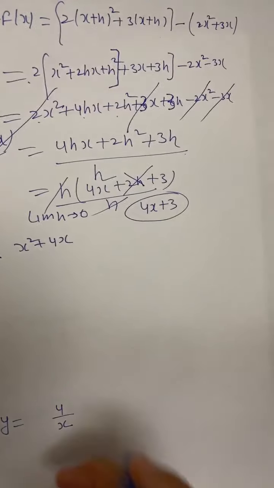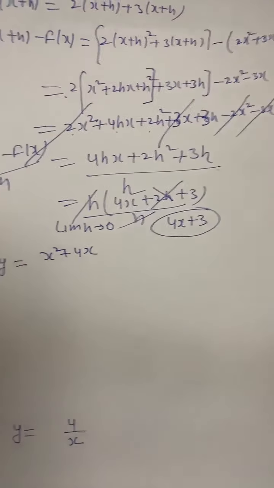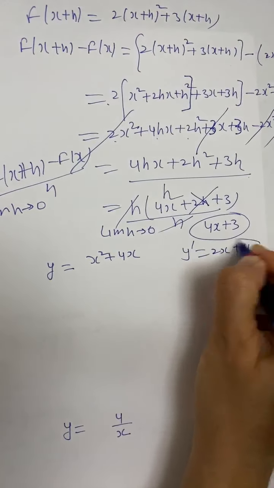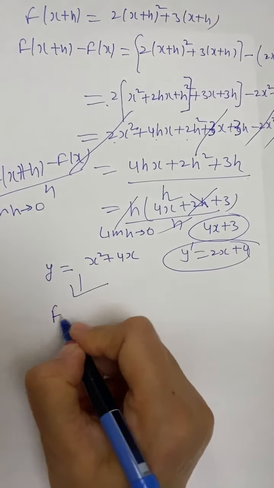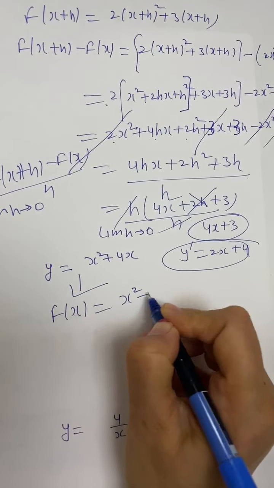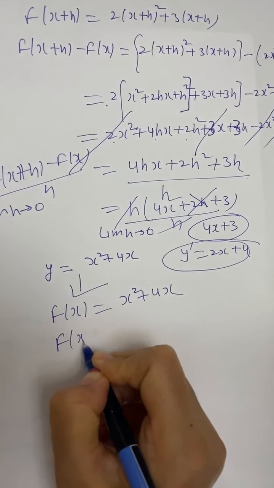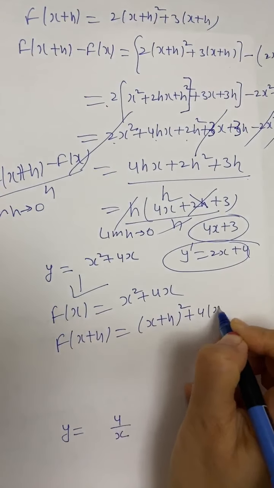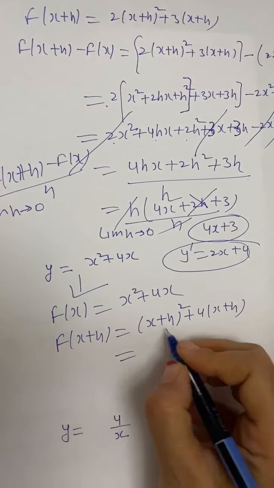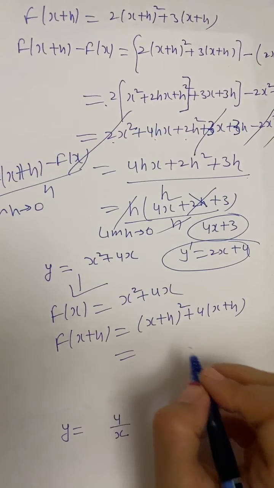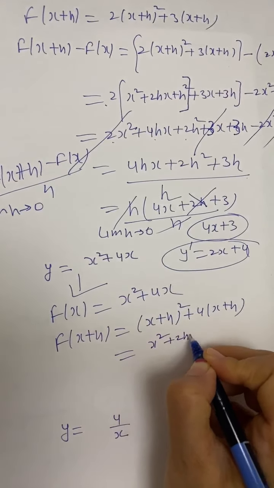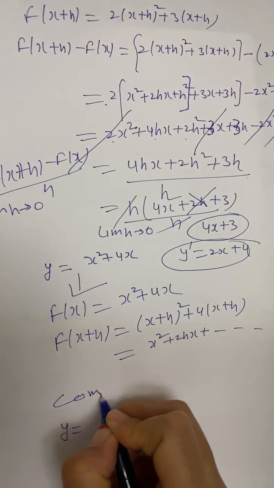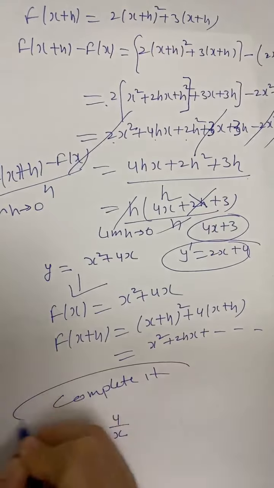So I'm going to do the next one. We already know for y is equal to x squared plus 4x, derivative is 2x plus 4. And now I'm going to do it using first principle. I'm going to change this into, so again, f of x plus h is equal to, same steps, x plus h squared plus 4 times x plus h, and then you will get x squared plus 2hx plus and so on. Okay, maybe you should complete it. So complete it, please. Okay.